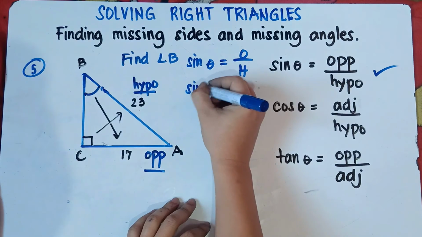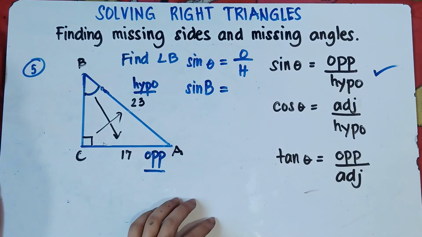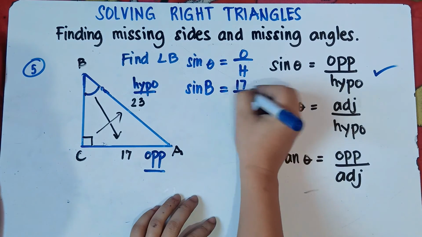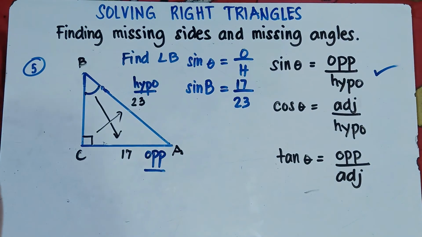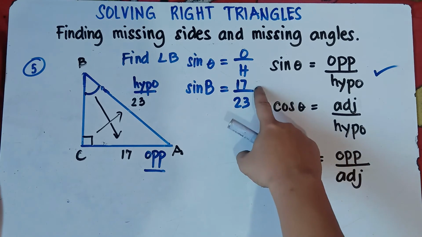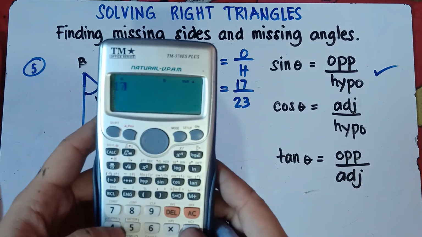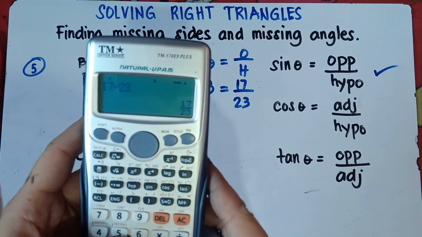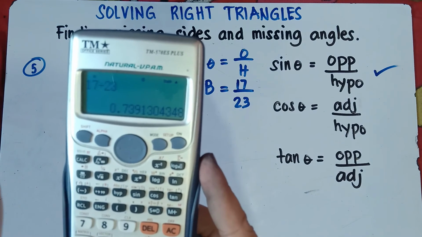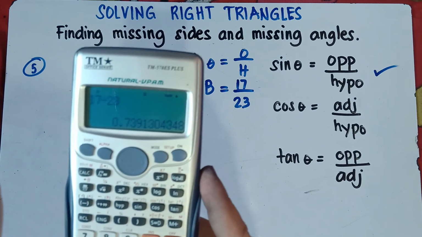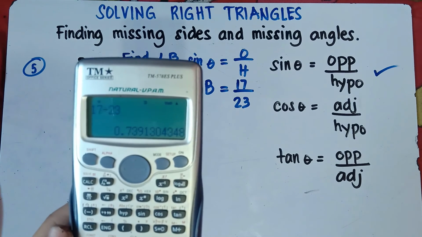So sine, then we're told to find this angle B. So sine B equals, our opposite is 17. Our hypotenuse is 23. Alright, and to find B, once again, class, do not divide 17 by 23. Because if you divide 17 by 23, your decimal answer will be 0.7391304348. And you're not allowed to round off this decimal, class, if this is not your final answer.